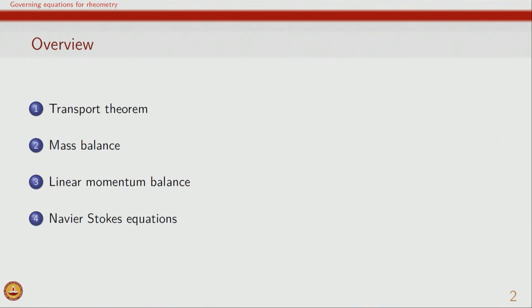And therefore, along with this we should also know what are the basic governing equations which can be used to describe the overall flow. So, in these set of lectures, we will look at these governing equations. We will start with a small discussion on transport theorem, because that is essential to develop all the governing equations. The two governing equations that are of most relevance in this course on rheology are mass balance and the linear momentum balance.